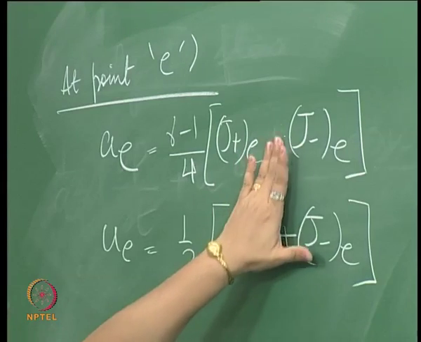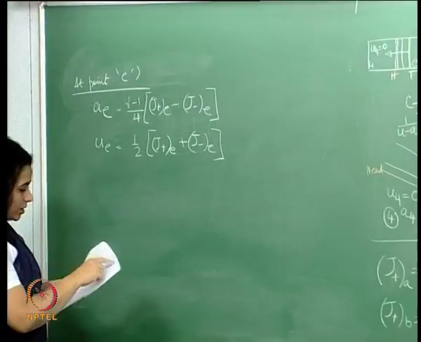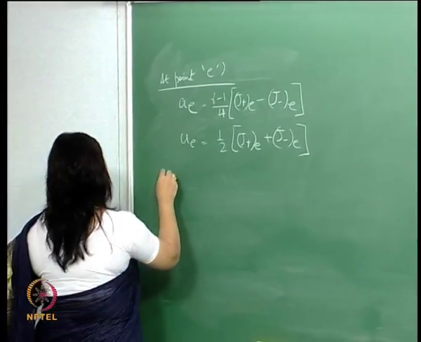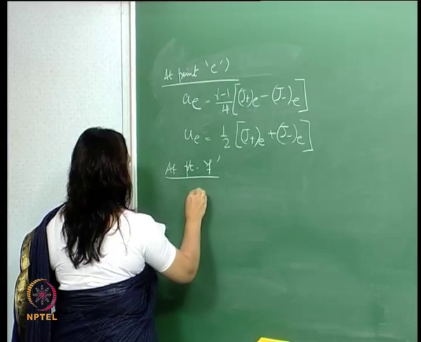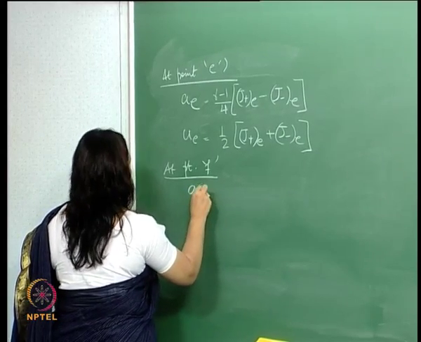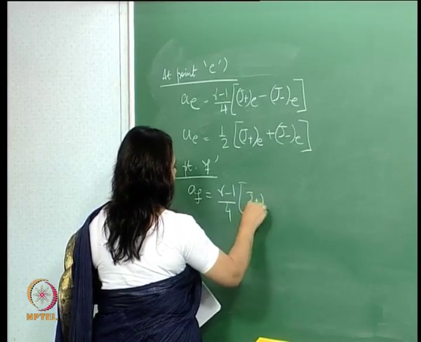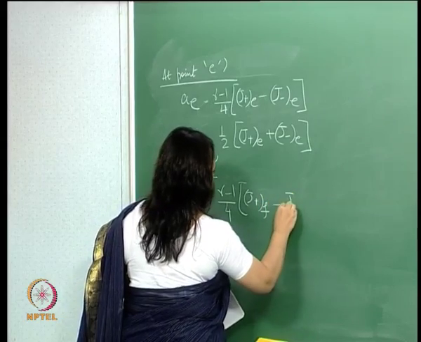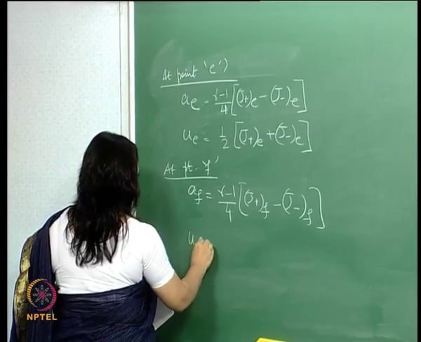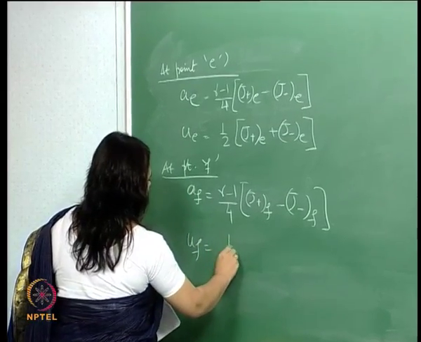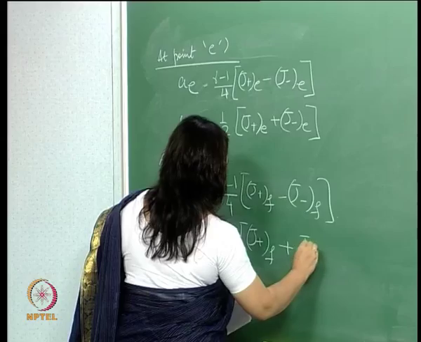Yeah, I think this should be a minus. Yes, this is a minus. Okay, I got that wrong here. And at the point F, similarly, what we have is AF is (gamma minus 1)/4 times J plus of F minus J minus of F, and UF is half J plus of F plus J minus of F.